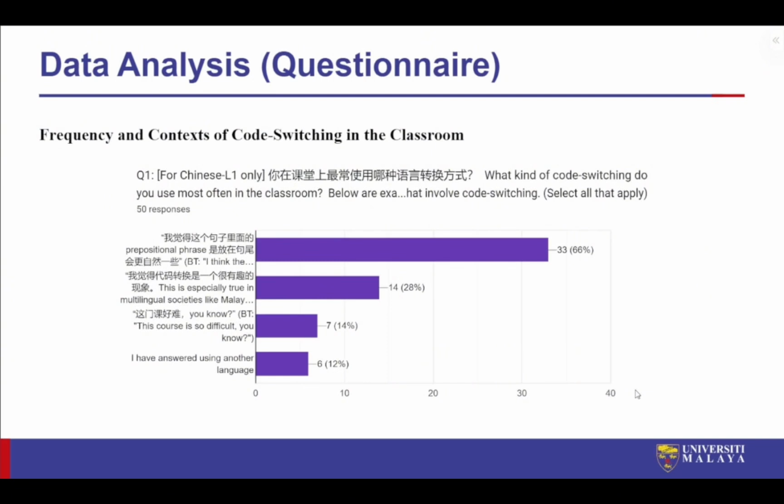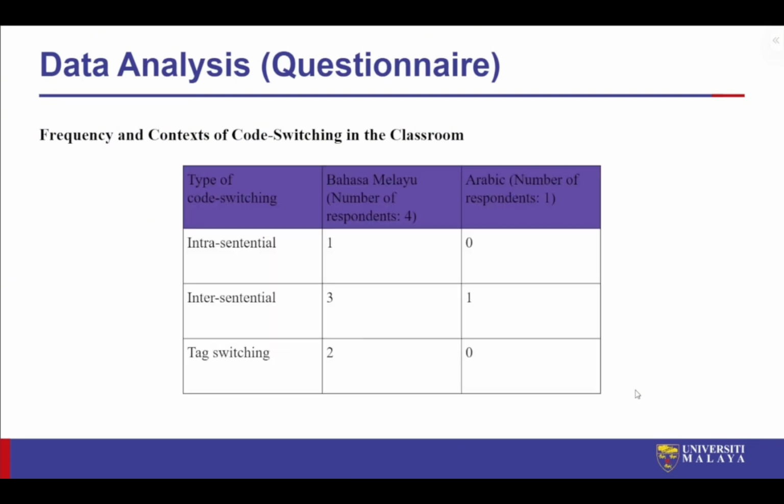So here is the data for our Mandarin Chinese question. And from this, we can see that intrasentential code switching is the most popular type of code switching among the Mandarin Chinese speakers, which is followed by intersentential and then tag switching.